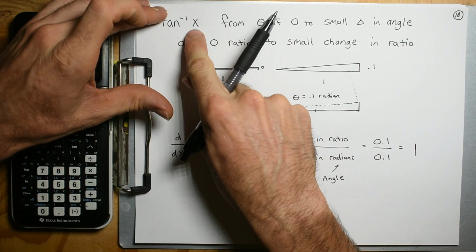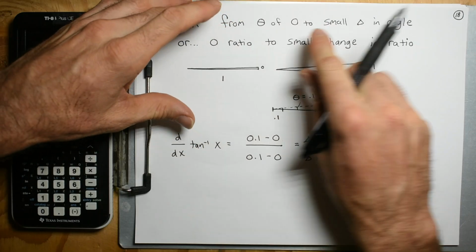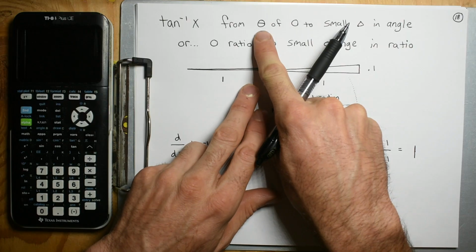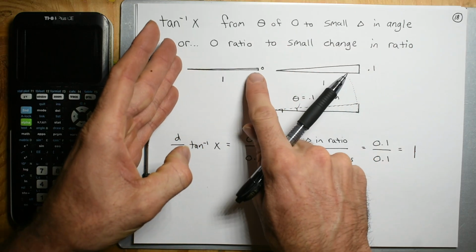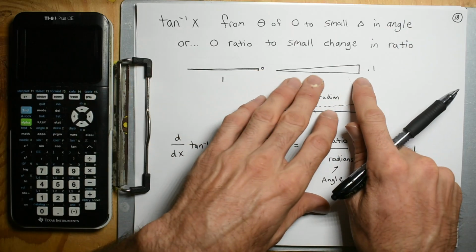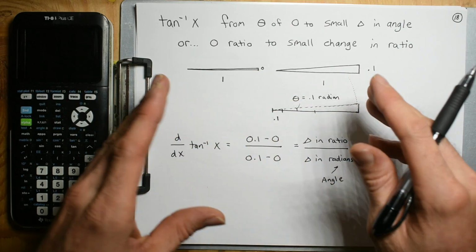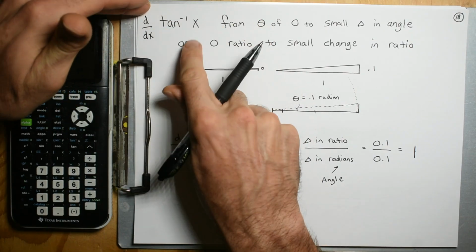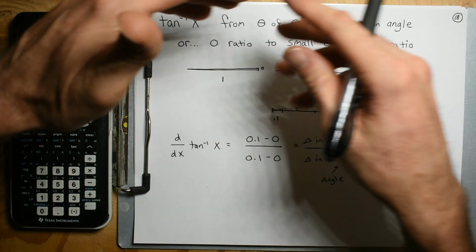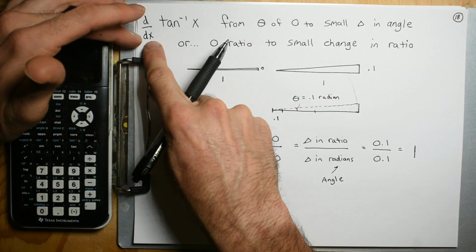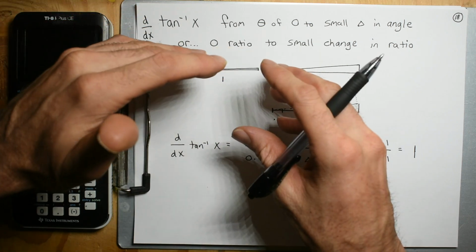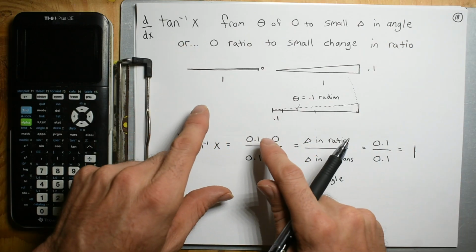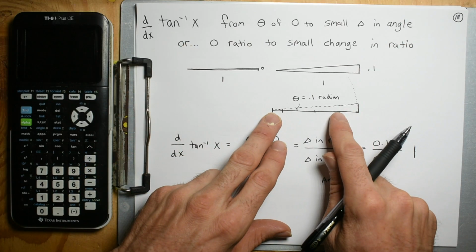Alright, so inverse tangent of x outputs an angle. And then we're going to do a small angle. We're going to have a triangle with a really small angle of 0, and then we're going to bump it up, or we should think of it as the ratio, because we're trying to take the derivative. We're going to change the angle and divide it by how much we change the ratio. And we're going to see how this is equal to 1 when it's approaching 0. It's because of how radians work.